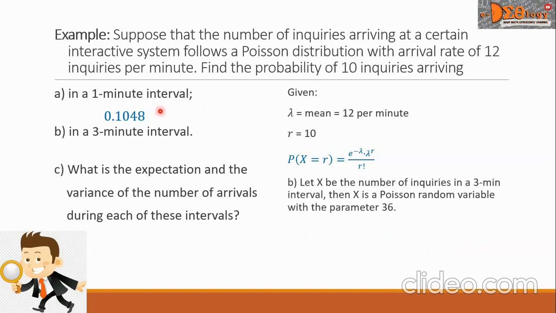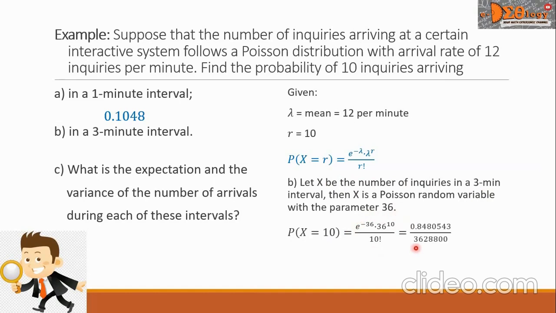Now let us solve for letter B. Let capital X be the number of inquiries in a 3-minute interval. Then X is a Poisson random variable with the parameter 36. So for these 3 minutes we multiply by 12, and the 36 is here. Using this formula now, we have the P of capital X equals 10 equals e raised to negative 36 times 36 raised to 10 all over 10 factorial.